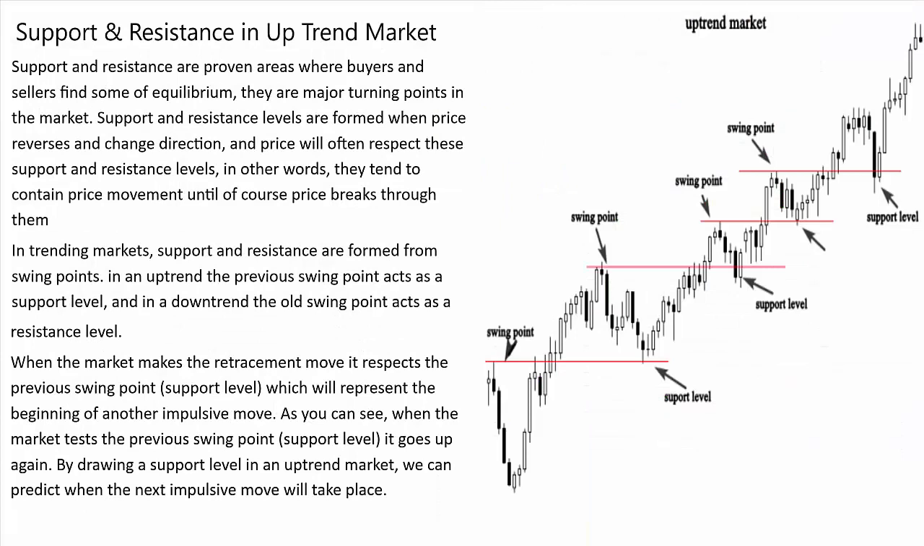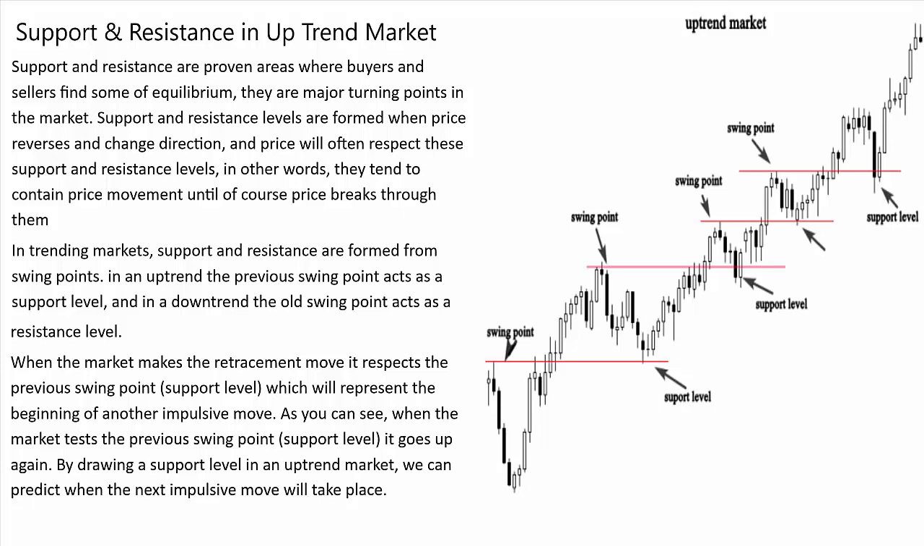Support and resistance in an uptrend market. Support and resistance are proven areas where buyers and sellers find some equilibrium. They are major turning points in the market. Support and resistance levels are formed when price reverses and changes direction, and price will often respect these levels. In other words, they tend to contain price movement until, of course, price breaks through them.